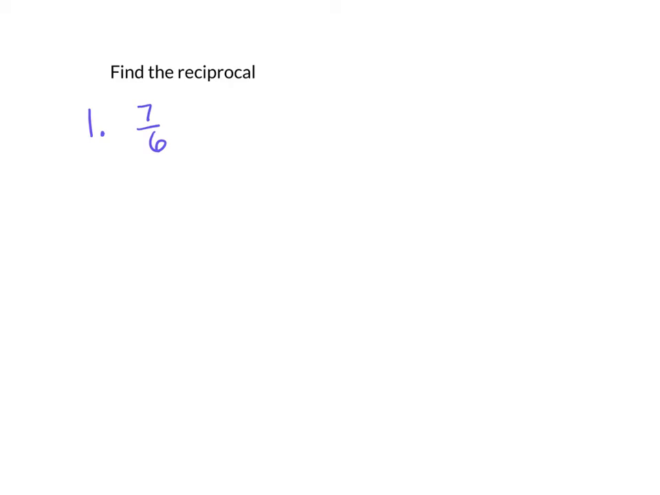For number 1, you needed to find the reciprocal. And remember, reciprocal is just flipping the numerator and the denominator. For number 1, you should have flipped the numerator and the denominator. To show your work, put an R and then you would put 6 over 7. So my answer would be 6/7.